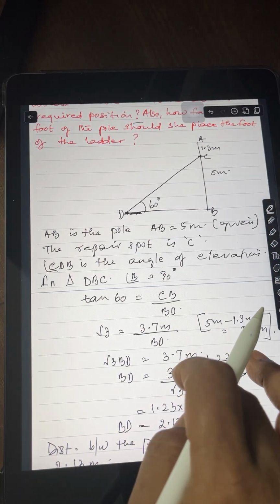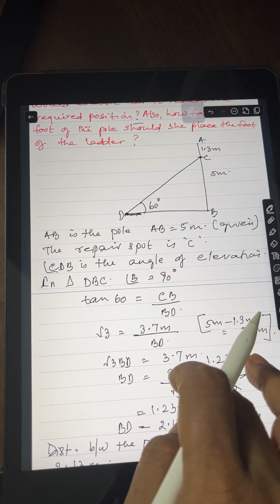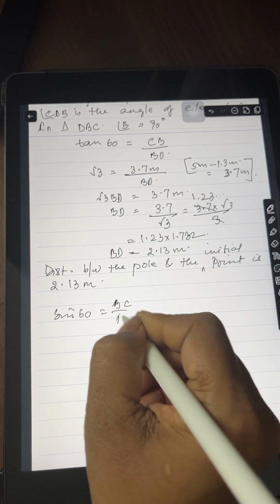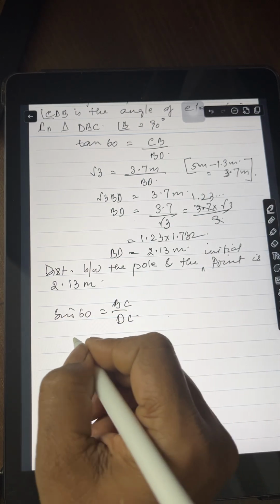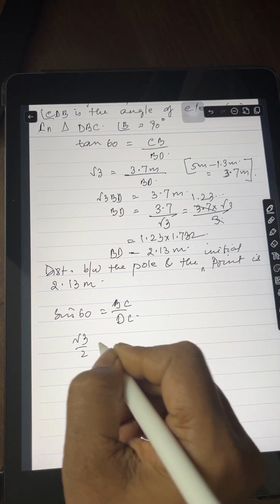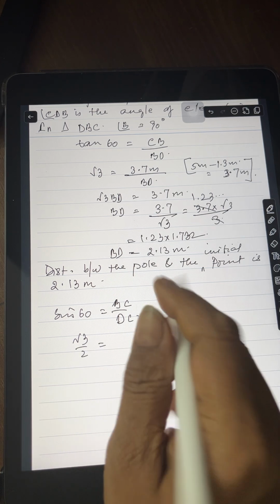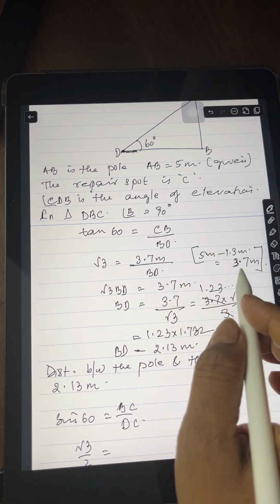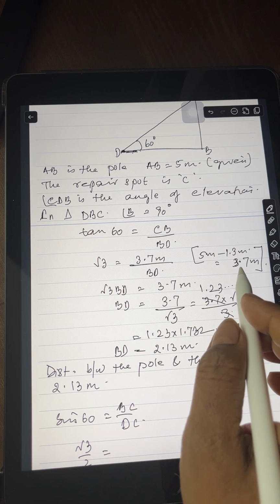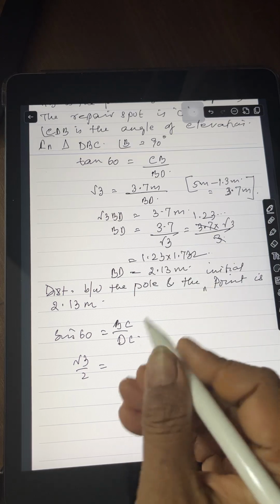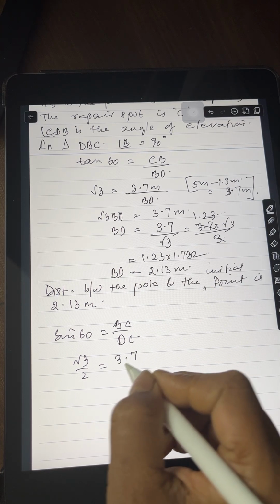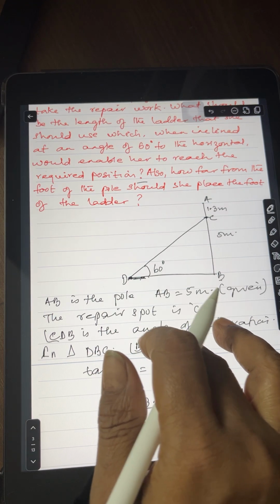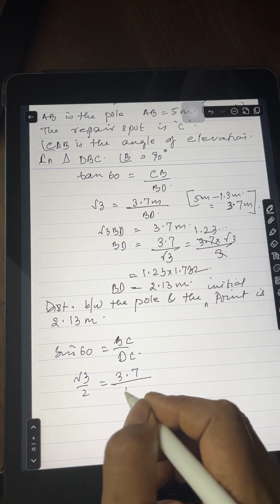So it is BC by DC. What is sine 60? Root 3 by 2 is equal to BC. How much is BC? Somewhere you found out, no? BC here is 3.7. So BC is 3.7. DC you don't know, you'll have to find out.